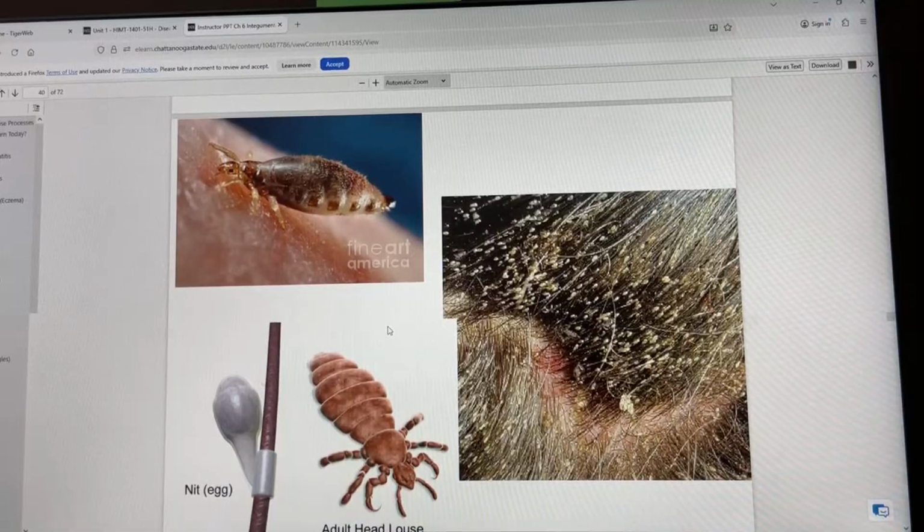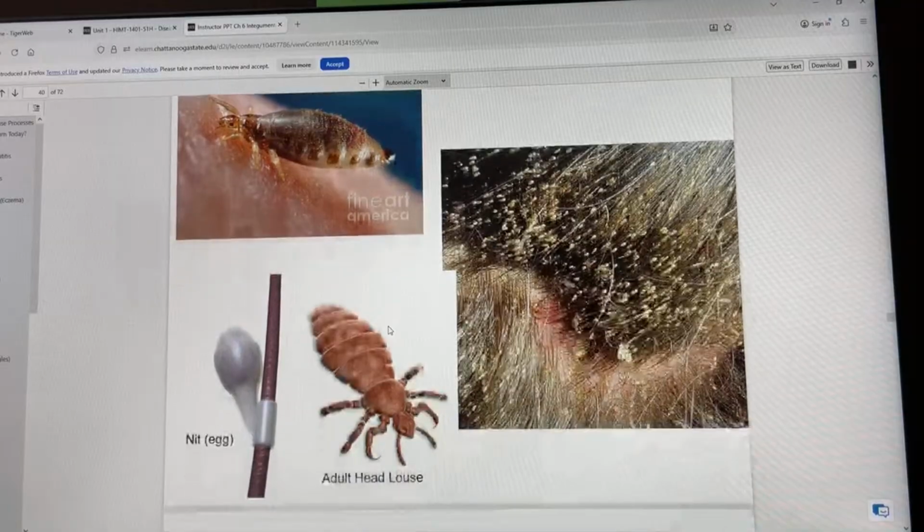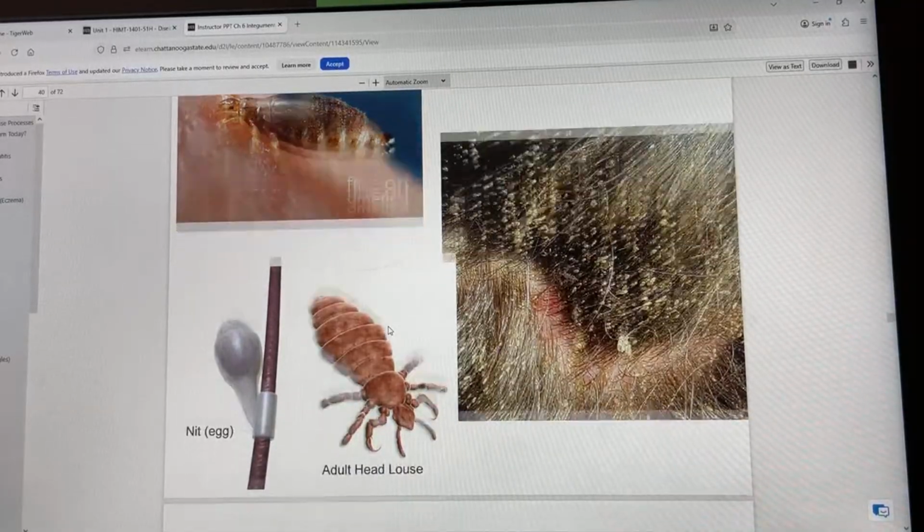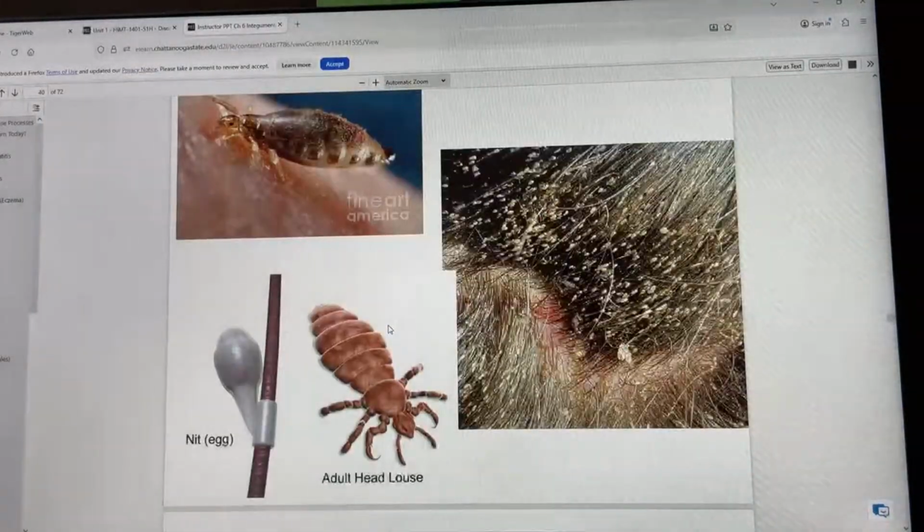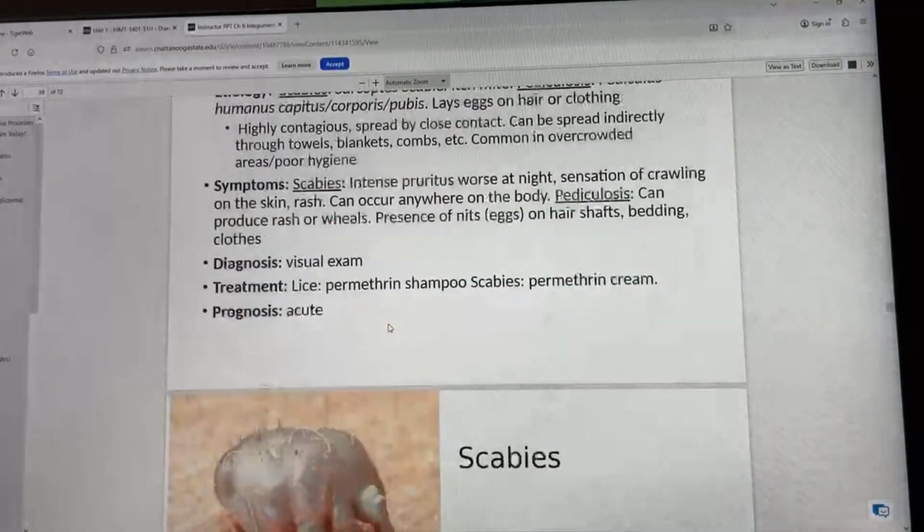So yeah, it's a misconception that you get it when you don't wash your hair. It's not related to that. So, yeah, not pleasant. Any questions?